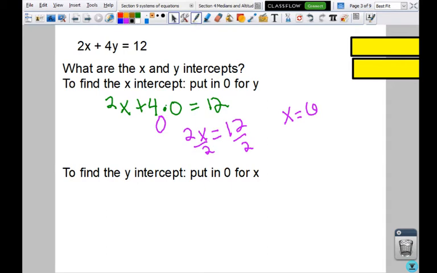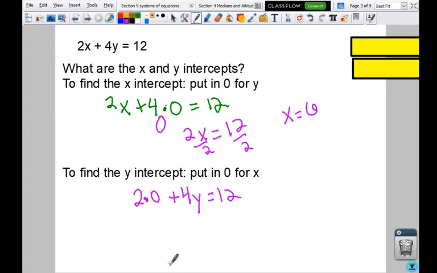Basically the same thing. So I'm going to put in 0 for my x, and I'm going to go 2 times 0, and then I'm going to have plus 4y, and it's going to equal 12. Moses, what's 2 times 0? 0. So does this first part even matter? Oh, yeah. I mean, 0.